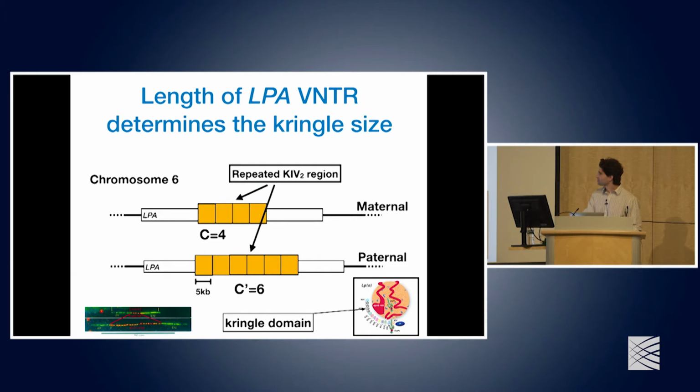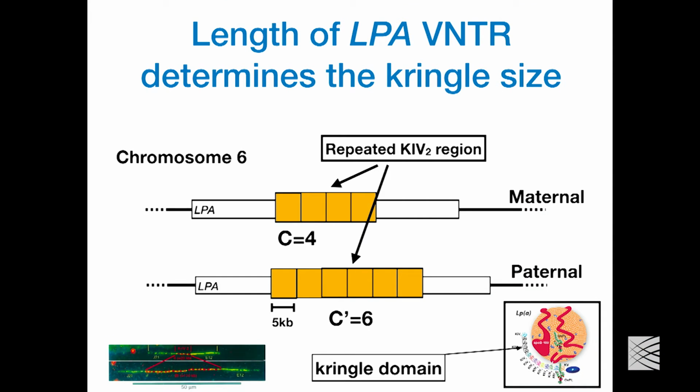In this cartoon, the maternal copy has C equals 4 copies of the repeat, and the paternal haplotype has C primed equals 6 copies of that same repeat. And then when this gene is transcribed, that corresponds to the number of red-yellow repeats you see in the figure below.